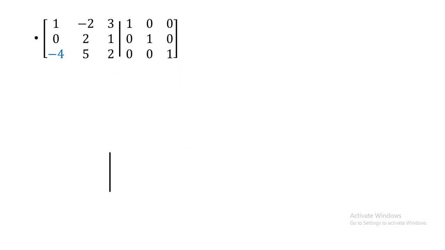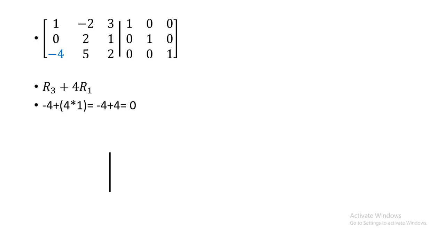First of all, in order to convert this part into an identity matrix, this pivot position should be equal to 1, which is already 1, and the elements below this pivot position should be equal to 0. The second element is 0, but the third element is minus 4, so we need to convert this minus 4 into 0. The operation required is R3 plus 4 of R1. If I take this minus 4 and add 4 multiplied by 1, the result is that this element becomes 0.